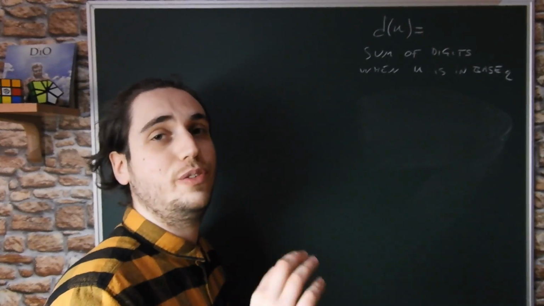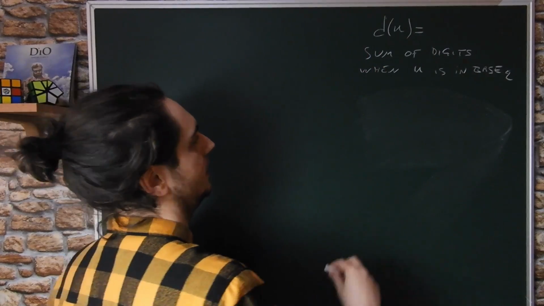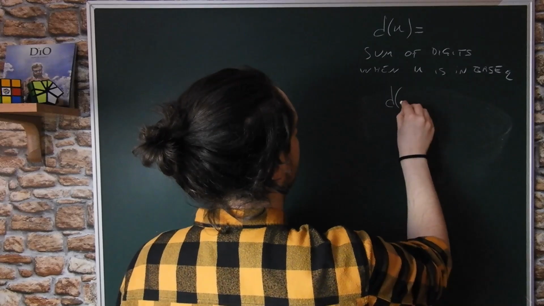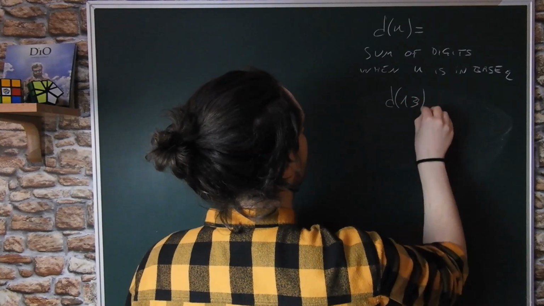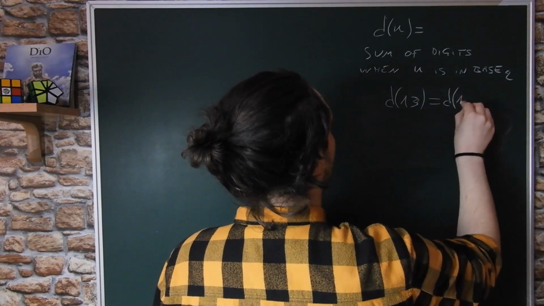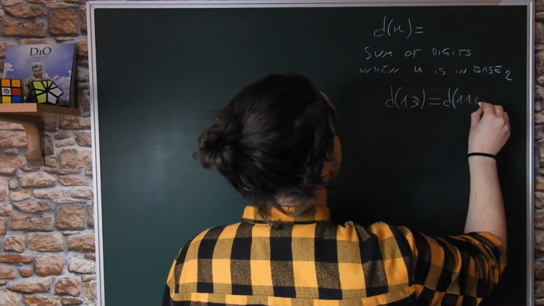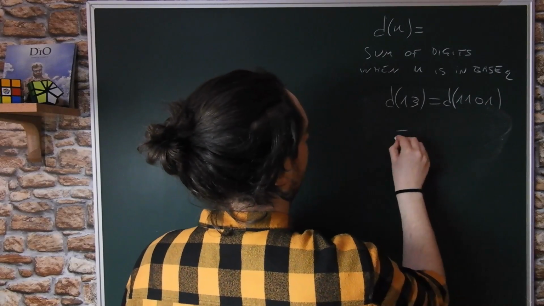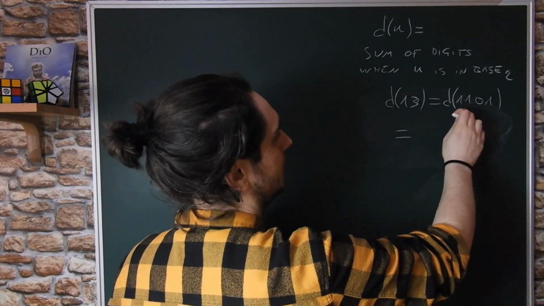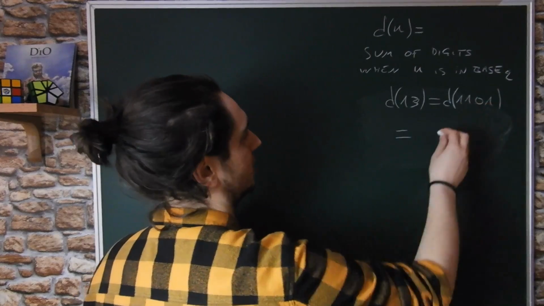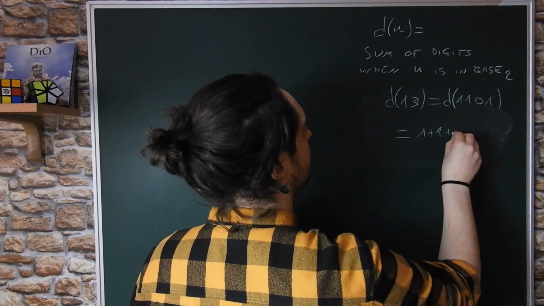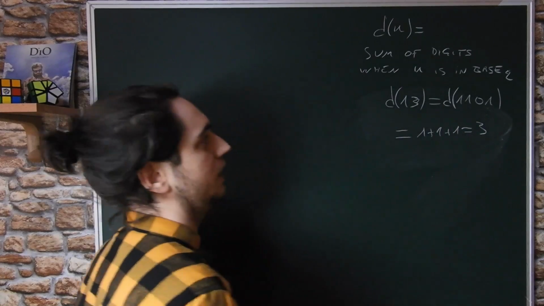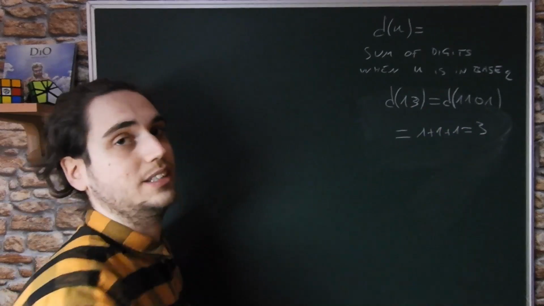So let me give you a first example of this function. We have d(13), for example, which is d of 1101 in base 2. And this will be the sum of the ones in this expression. So it is 1 plus 1 plus 1, which is equal to 3. So d(13) is exactly 3.